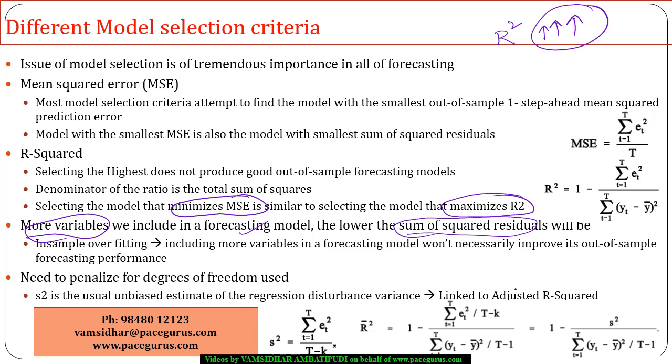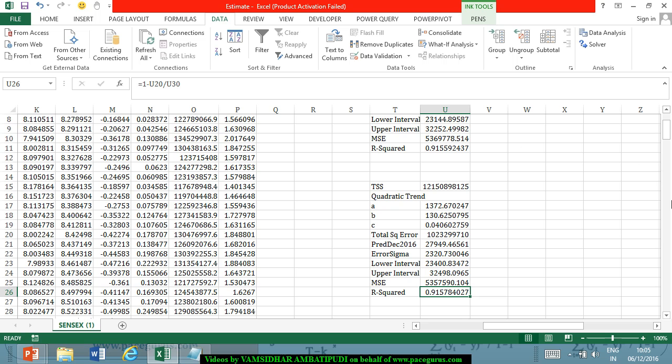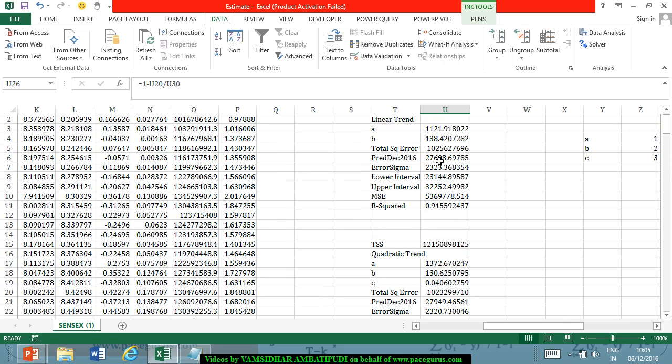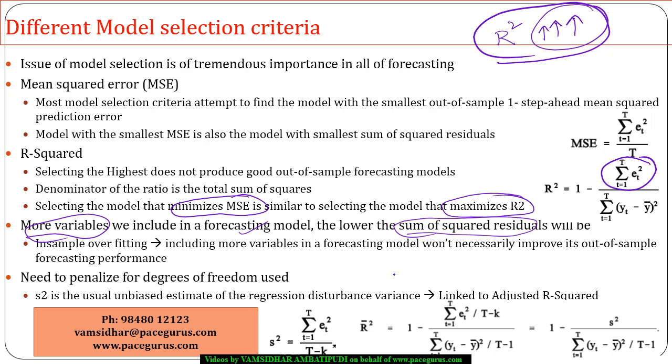If the variable is significant, it will grow much more. If the new variable is insignificant, there would be a very marginal growth. So we see that the more variables we include in a forecasting model, the lower the sum of squared residuals will be, so the error part could be much lower. Here you could see the error part in the first case is 1.025 million. Here it became 1.023 million. So the error part will keep coming down.